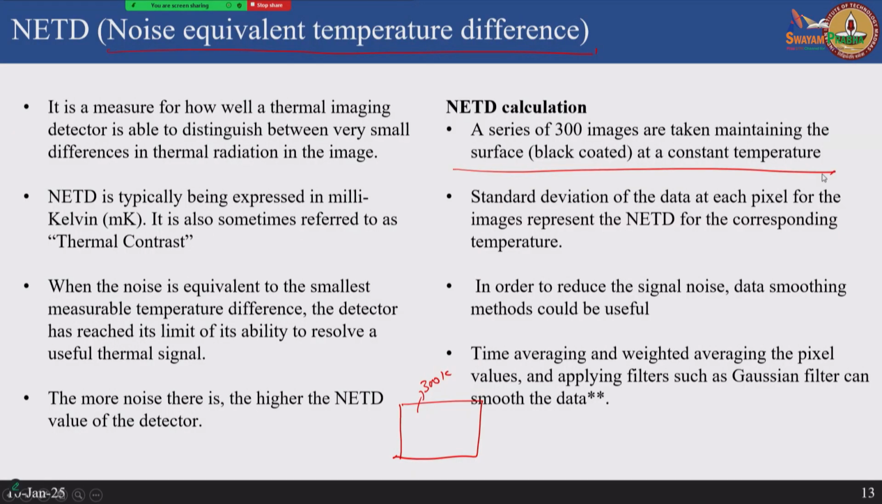So, how do you do that? As I said, you basically have a surface at a constant temperature and take a series of 300 images. If you coat the surface with black paint, then the emissivity of the surface can be enhanced close to 1, so that the intensity of the emission can be improved. The standard deviation of the data at each pixel can be taken from the processed image of the infrared detector, and that can be used to calculate the NETD.